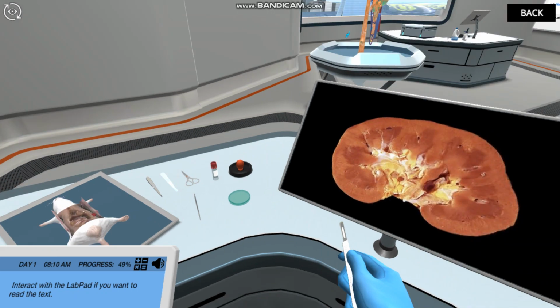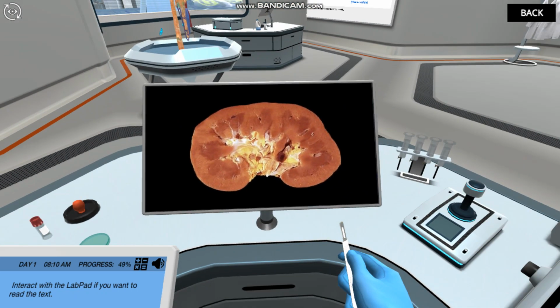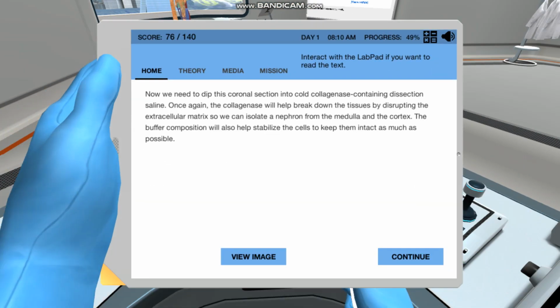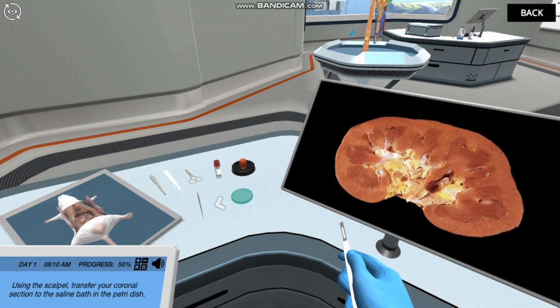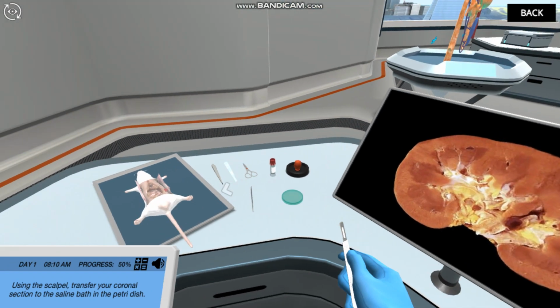Now we need to dip this coronal section into cold collagenase containing dissection saline. Once again, the collagenase will help break down the tissues by disrupting the extracellular matrix so we can isolate a nephron from the medulla and the cortex. The buffer composition will also help stabilize the cells to keep them intact as much as possible. Using the scalpel, transfer your coronal section to the saline bath in the petri dish.